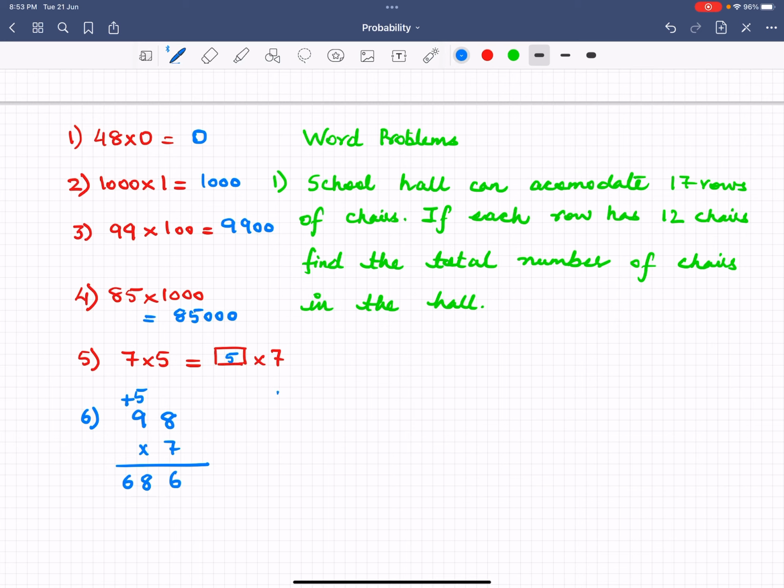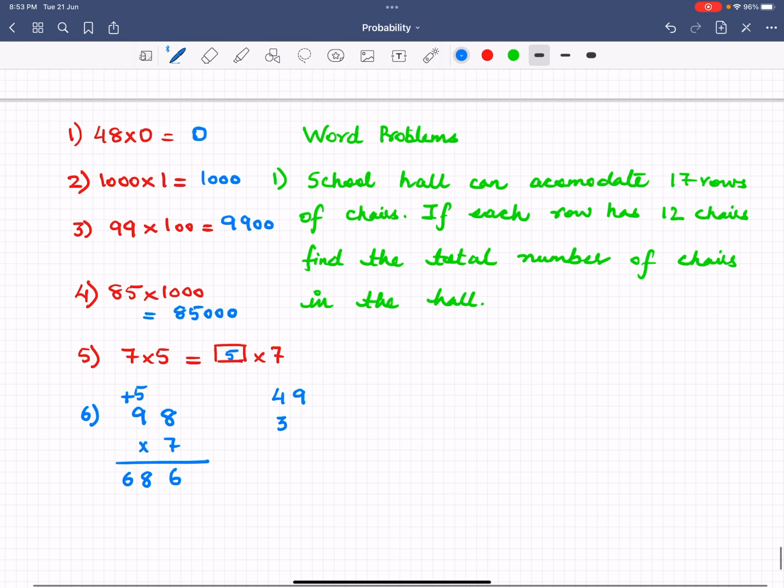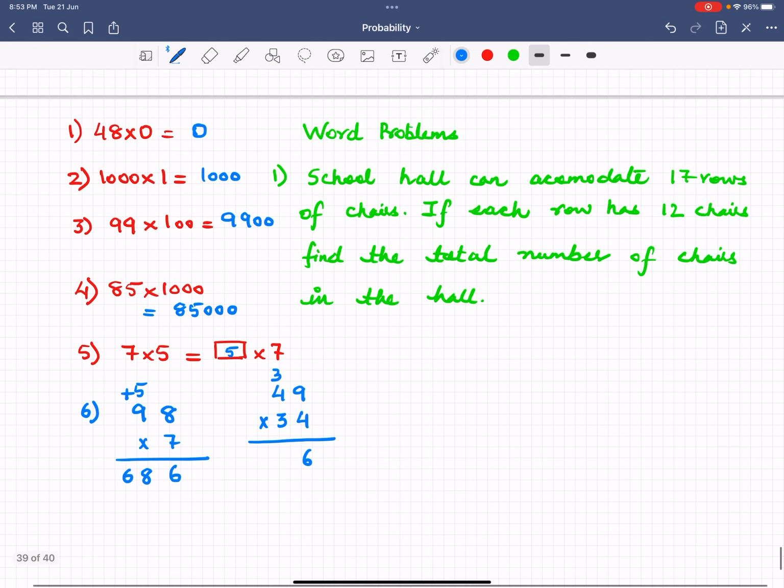Next question, 49 multiplied by 34. This is a 2-digit number multiplied by a 2-digit number. So 4 into 9 is 36. So we write 6 here and we write 3 up. Then 4 times 4 is 16. 16 add 3 gives us 19. So we write 19 here.